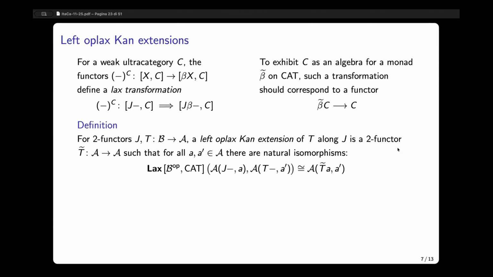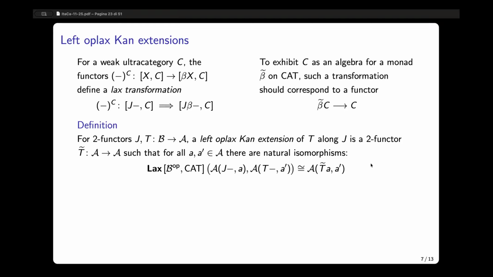So, we just define in full generality, given two parallel functors J and T from some 2-category B to some 2-category A, we say that T tilde is a left Oplax Kan extension of T along J, if it exists. It is a 2-functor from A to A, with this family of natural isomorphisms here, so that lax transformations of the appropriate kind correspond to 1-cells in A of the appropriate kind. If you instantiate A to be Cat, this collapses to what we had here.